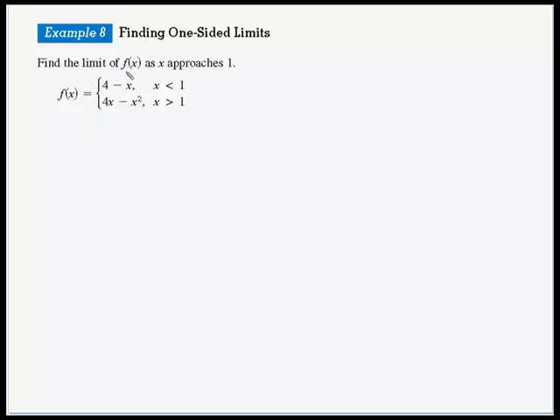In example 8, this is our first experience here with a piecewise function. So our function f of x is broken up into two pieces. We use this piece of the function, 4 minus x, for x values less than 1. And we use this piece, 4x minus x squared, for x values greater than 1. And they're asking us here to find the one-sided limits of f of x as x approaches 1. And you can see here, this is a dead giveaway, we're approaching 1. 1 is our number of interest. If we were to graph this, to the left of 1, we would have a graph of this. And to the right of 1, we would have this graph.